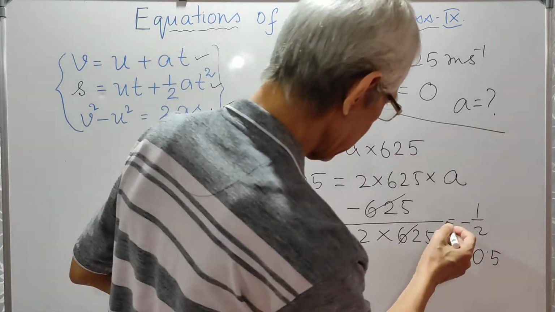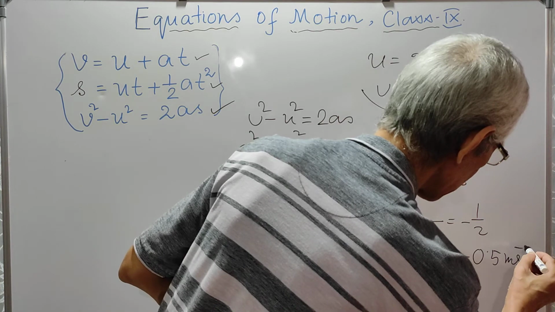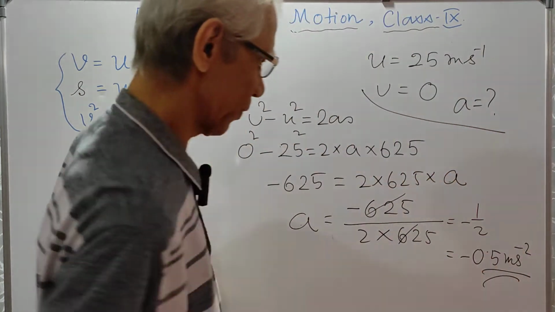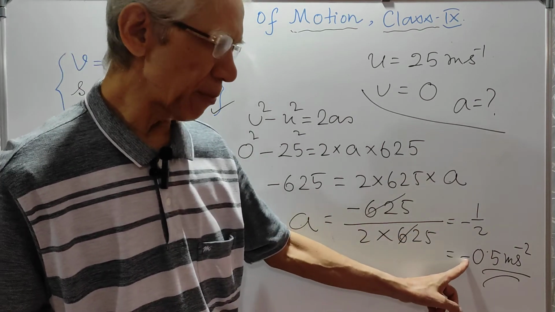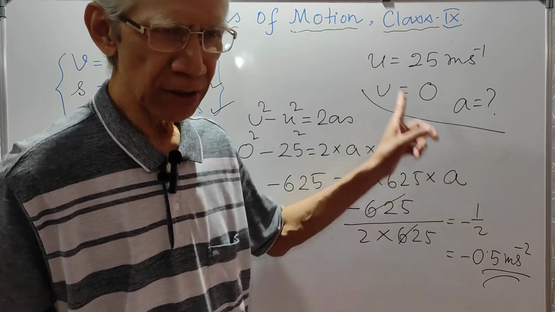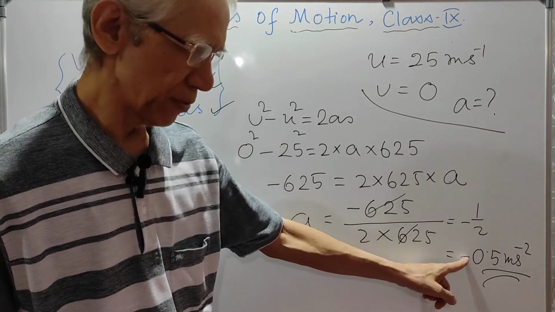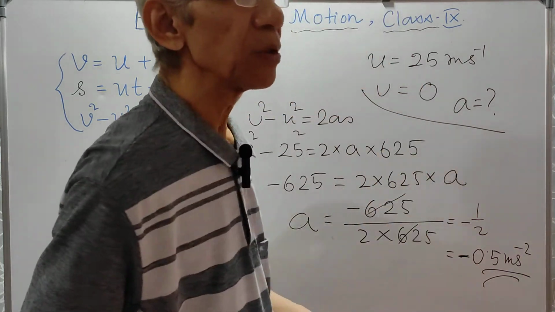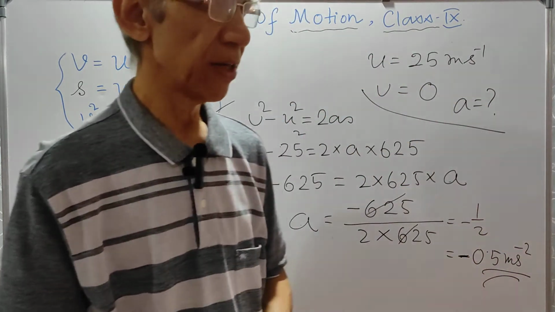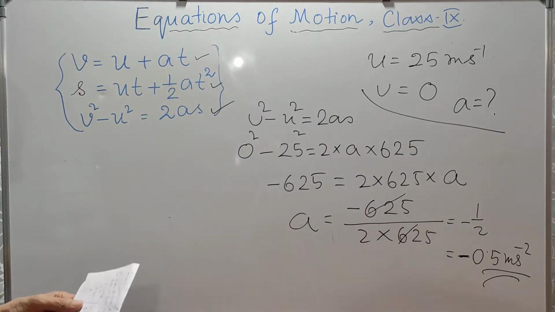So you get minus half, that means minus 0.5 meter per second square. So this is the answer. So what is a? Acceleration is this. Now, acceleration will automatically come negative. Automatically, it will come negative because this is a case of retardation. You followed? See, acceleration is coming negative. Why is it coming negative? Because the question is about negative acceleration, retardation. So this is the answer, minus 0.5 meter per second square.